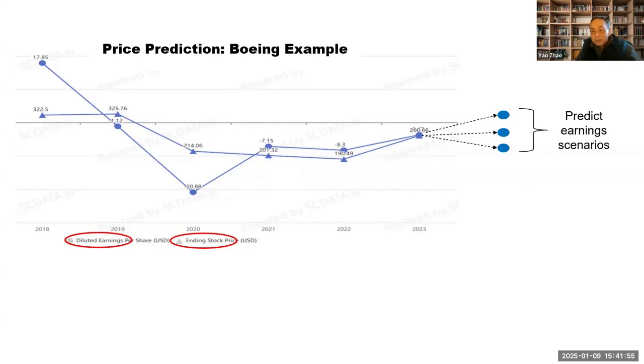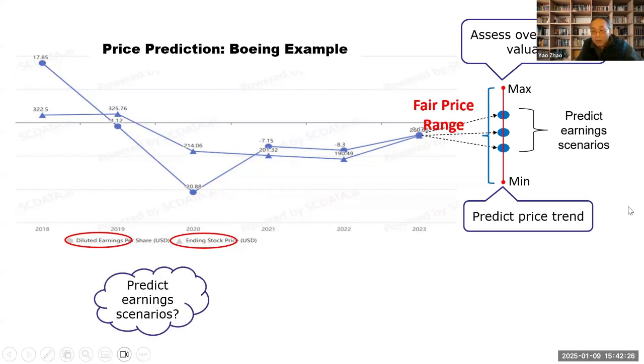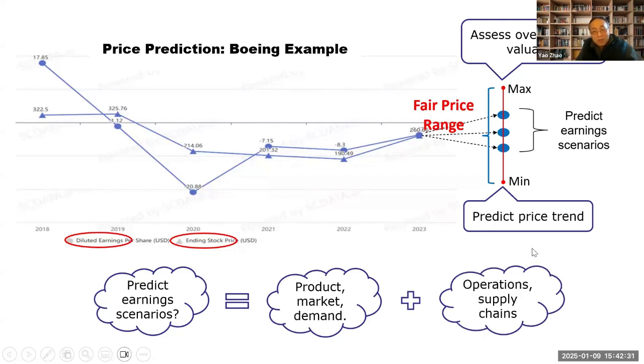And after you predict this, using the correlation between the financials and stock price, you can estimate a price range based on your predicted earnings. This is very useful because you can predict the price trend and also assess overvalued and undervalued situations. If the price goes beyond the maximum, clearly it's overvalued, or if it goes below the minimum, it's undervalued. How to predict earnings scenarios requires our knowledge in operations and supply chains, together with, of course, the product and the market.